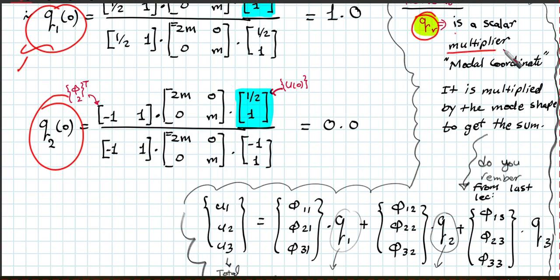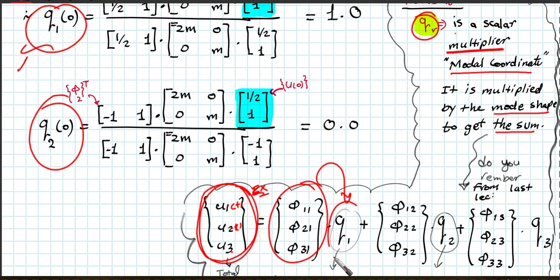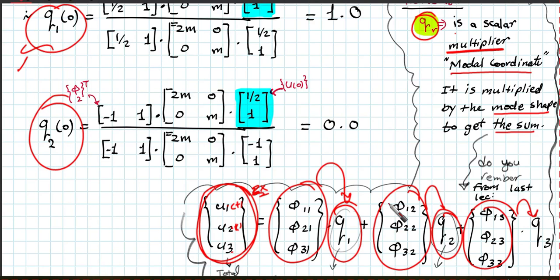Remember that Q R, what is the meaning of Q R? Because maybe we missed the meaning. It is a scalar multiplier. We call it modal coordinate. It is multiplied by the mode shape to get the sum of the total responses, as we said here. As I gave as an example for 3 degrees of freedom, U1 and U2 and U3, if we're talking about time T, for example, it is going to be first mode times Q1, scalar quantity. Mode shape number 2 times Q2, scalar quantity. Mode shape 3 times Q3. So they are, as I said, scalar multipliers.